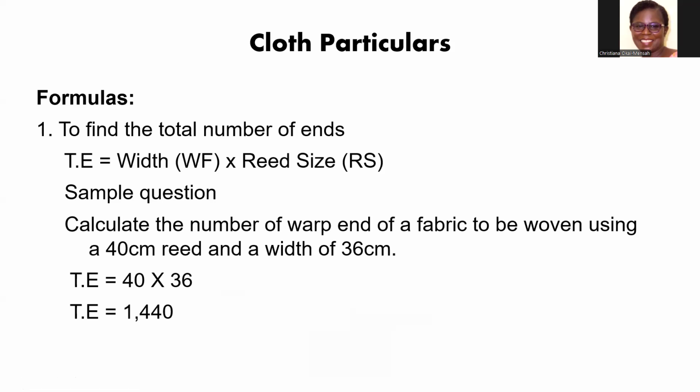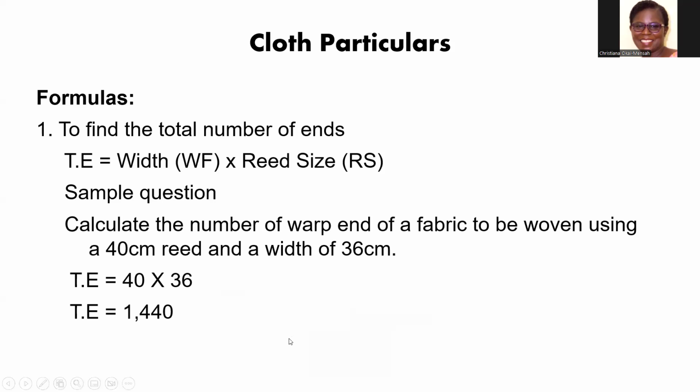So if I know the reed number to be 40, and the width that I'm going to use is 36, I will multiply 40 times 36, and that is the total number that I'm going to use. So if I'm using 1 yard, I need 1,440 individual yarns. That will give me the 1 yard, the 36 width of the fabric.